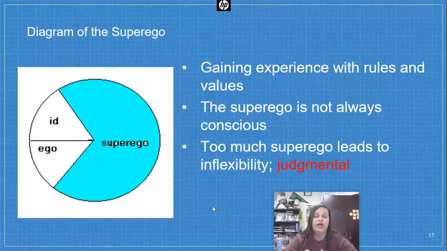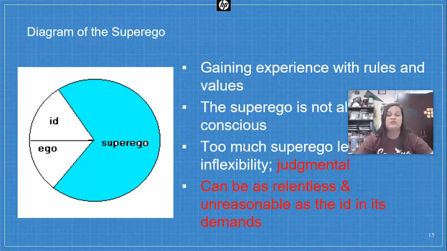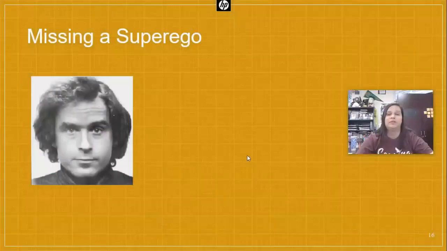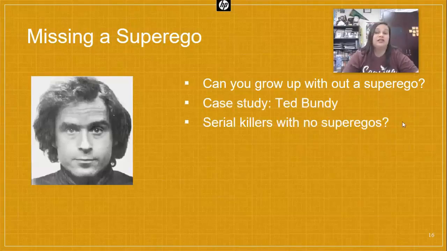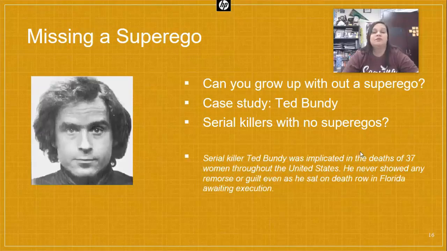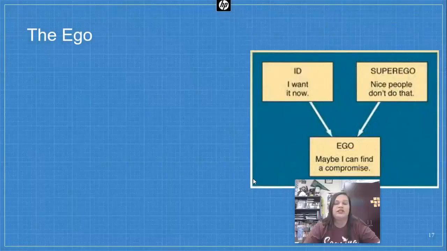Too much superego can be a bad thing because then you're too inflexible, you're not willing to bend the rules, you can start to become too judgmental. So the superego can be just as relentless and unreasonable as the id in its demands. Some people have considered what would happen if we didn't have a superego. And we look at case studies of serial killers like Ted Bundy, and we'll talk about him a little bit more in class. But some people would argue, from the psychoanalytic perspective, that serial killers have no superego to tell them right from wrong. The third element of the personality that Freud identified is the ego.